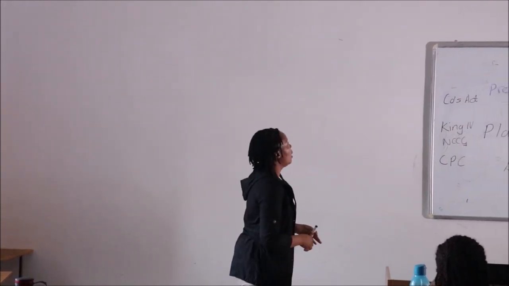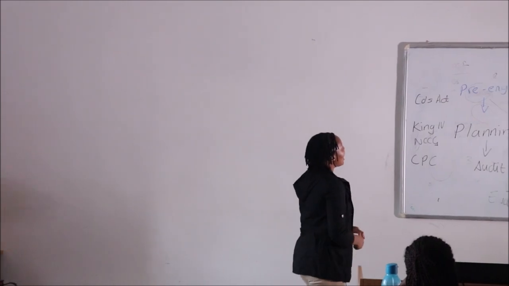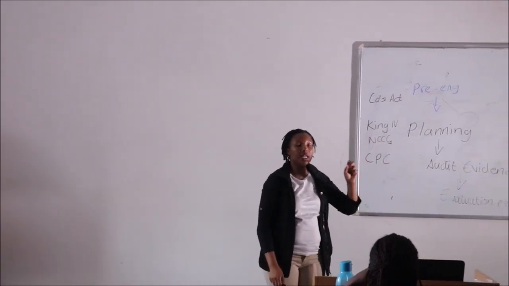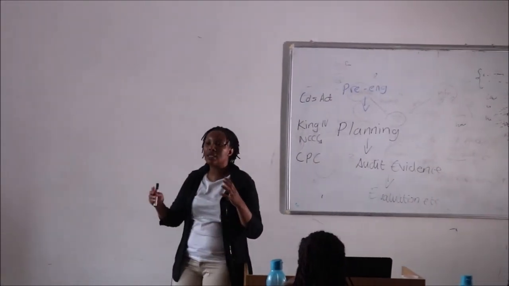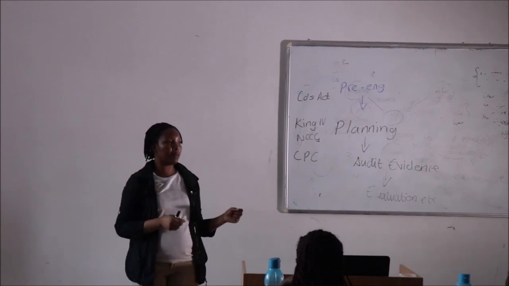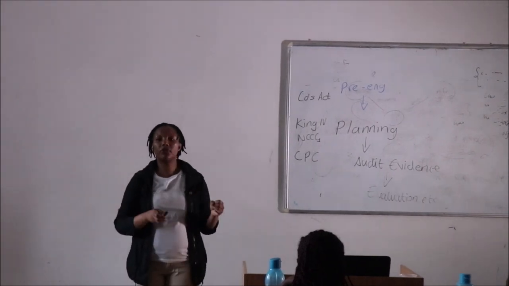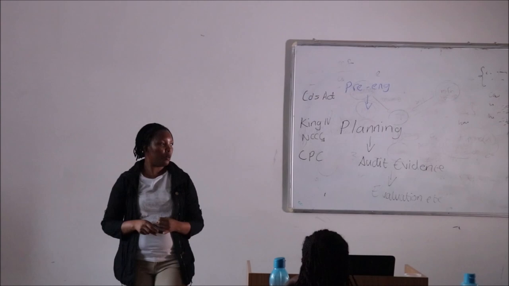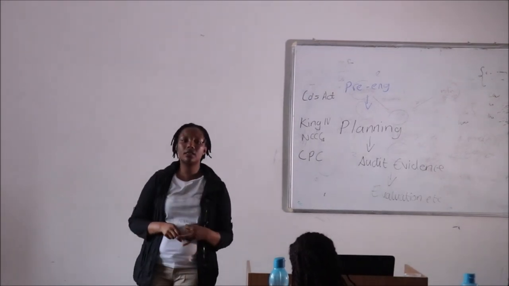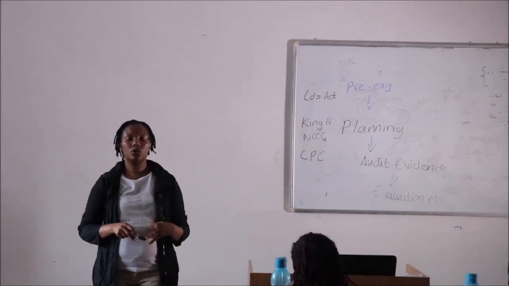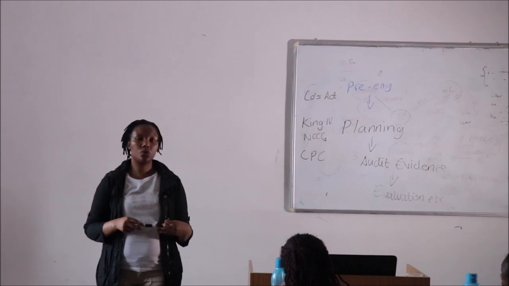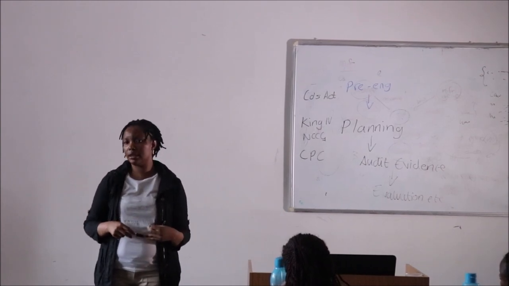Okay. What are some of the other things that are examined at pre-engagement? We need to know what auditing standards are being examined. So we've got our ISA 210. We've got our ISA, what else? 220. Why 220?